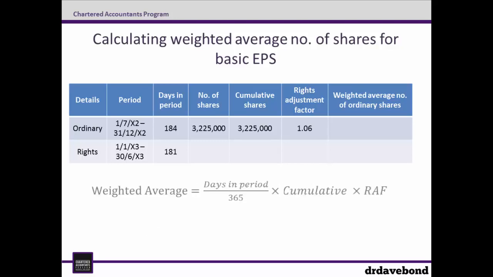The final column, the weighted average number of ordinary shares, is the days in the period divided by 365, multiplied by the cumulative shares in the row, and multiplied by the rights adjustment factor. This yields 1,723,299.